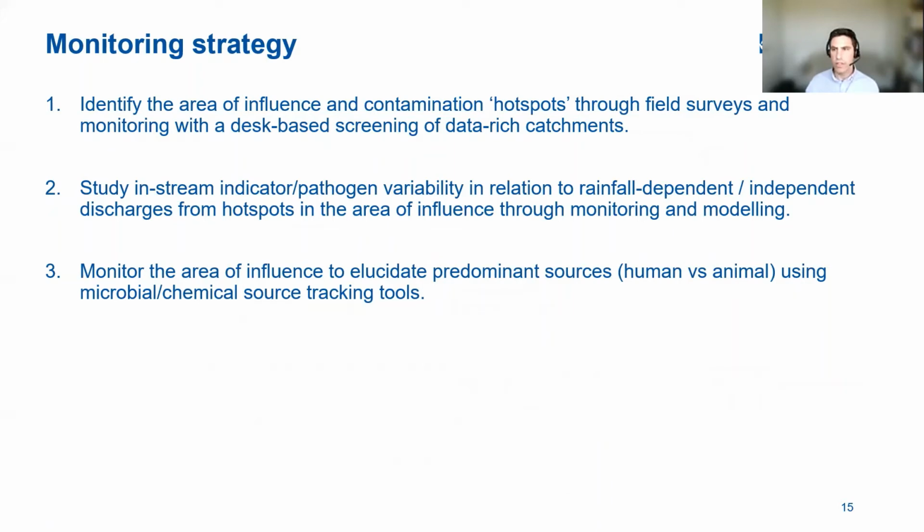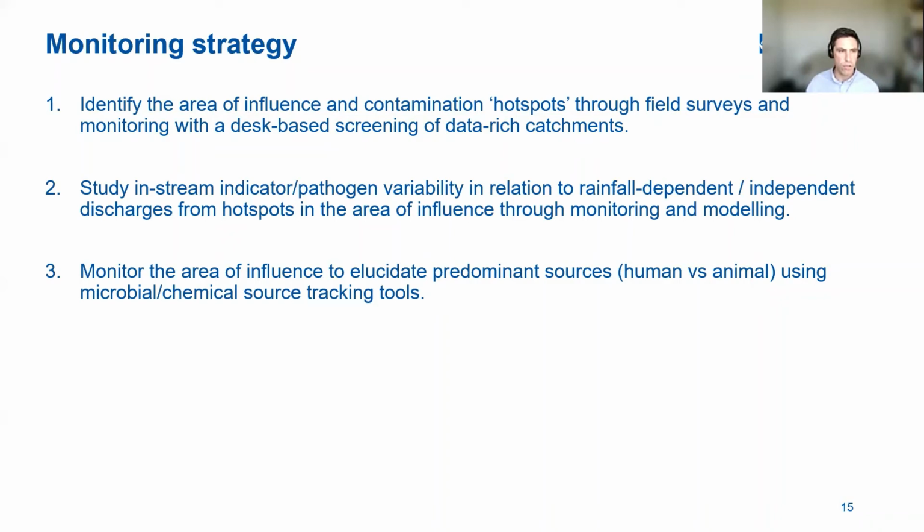So the monitoring strategy that we have used at Cawthron has been based on the following 3 steps. Firstly, we identified the area of influence and contamination hotspots through field surveys and monitoring. In catchments where we have plenty of data, this could be just a simple desk screening assessment of the data.